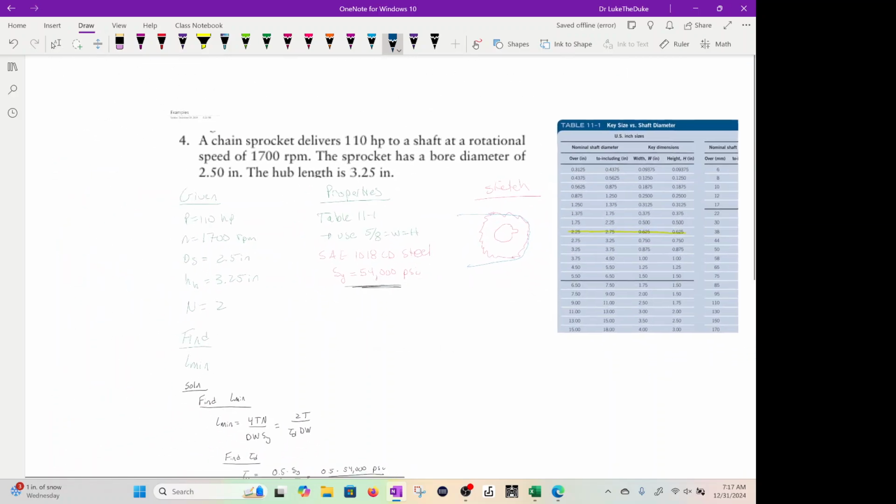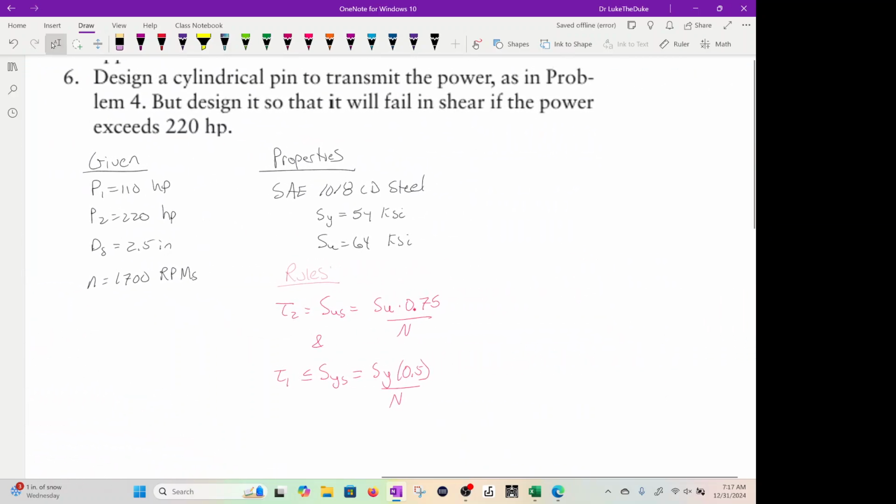Now we're going to use the same problem, but we're going to design a cylindrical pin to transmit the power. Okay, but we're going to design it so that it will fail in shear if the power exceeds 220 horsepower. Okay, so I set it up again. Power 1 is 110, power 2 is 220, diameter of the shaft 2.5. We have an RPM of 1700. We're going to use, again, SAE 1018 CD steel for this pin. We got SY, which is your yield, 54,000, and then our ultimate 64,000 KSI.